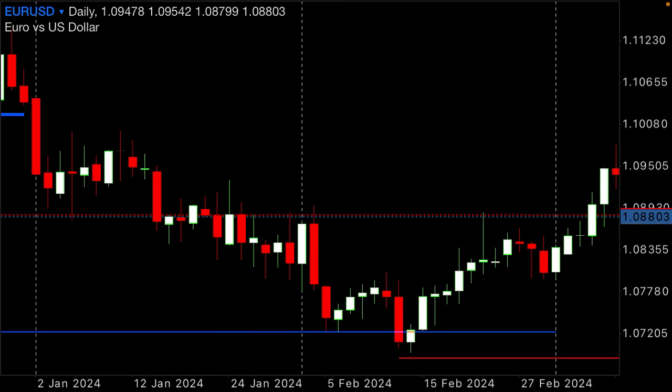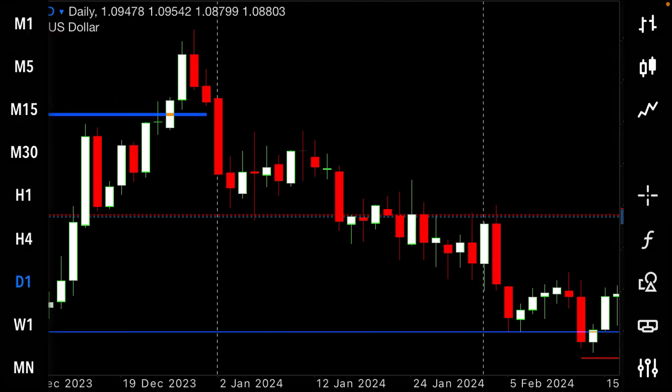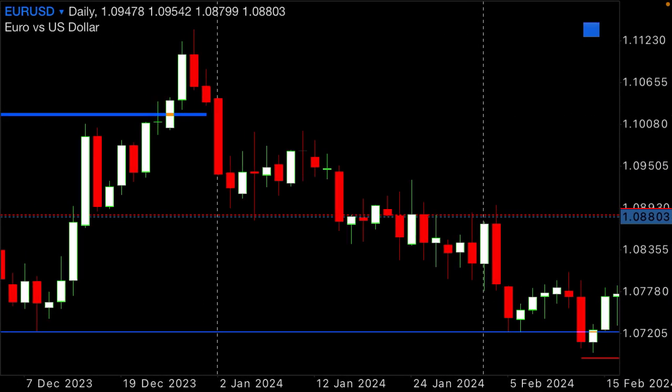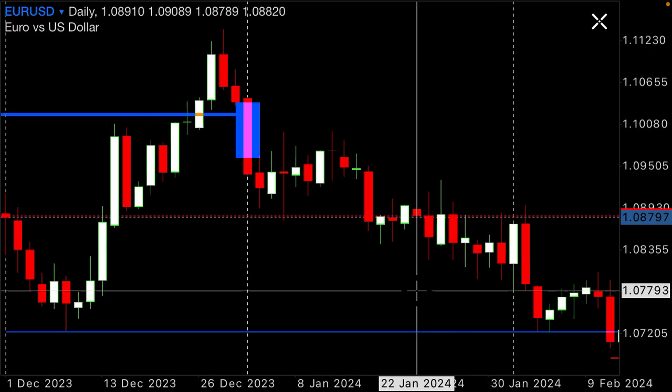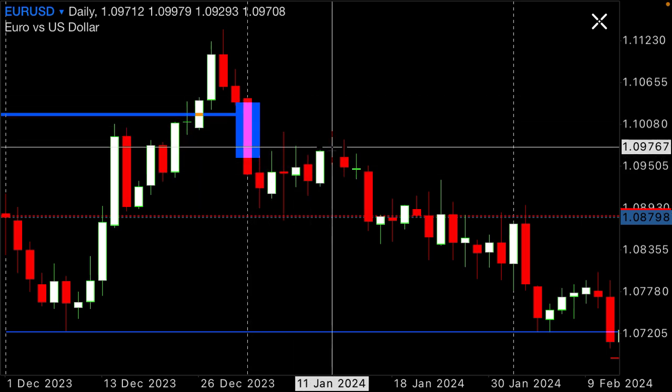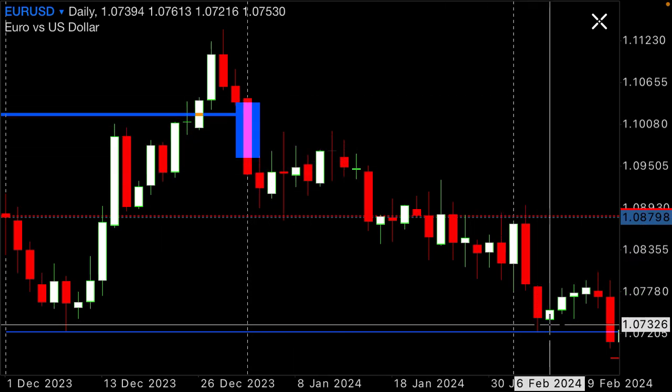The high probability moves are happening at fair value gaps, like you see at this gap, and it happens very fast. When the market retraces inside of this fair value gap, it moves aggressively.